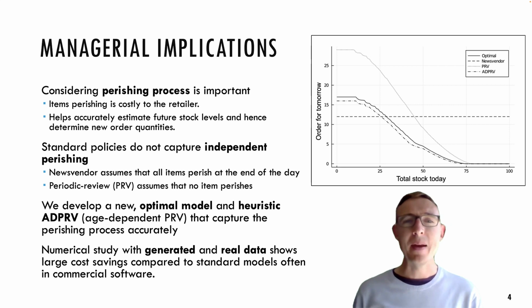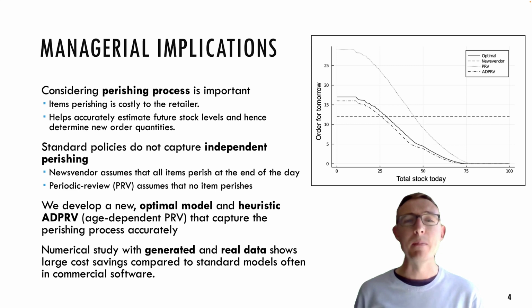Current perishing models may lead to tractable solutions, but they are overly simplistic. On one extreme, the newsvendor model assumes everything perishes at the end of the day, whilst on the other extreme, the periodic review model assumes that nothing ever perishes. Our newsvendor is suitable for newspapers, and PRV for products with long dates such as sugar or salt, but neither is suitable for fresh produce.